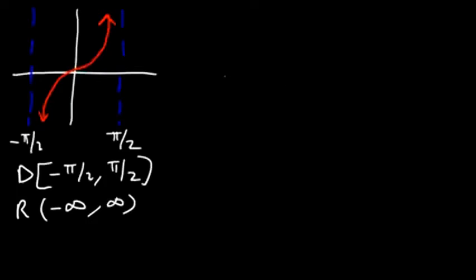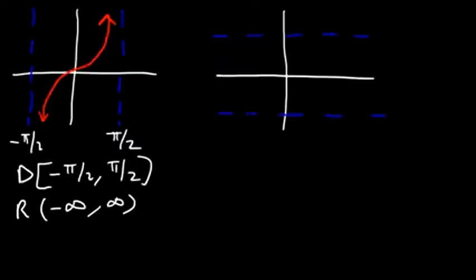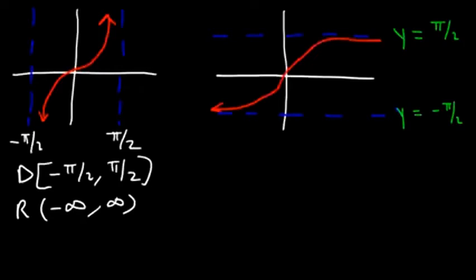Now let's draw the inverse function. So instead of having vertical asymptotes, the inverse function will have horizontal asymptotes. Since these are x values, they will become y values. So this is the asymptote at y equals negative pi over 2, and we have another horizontal asymptote at y equals positive pi over 2. And then the graph is going to look like this. Okay, let me do that a little bit better.